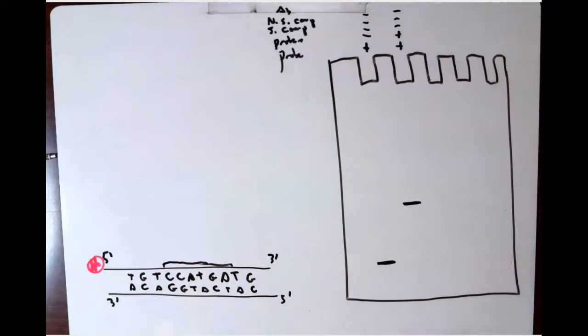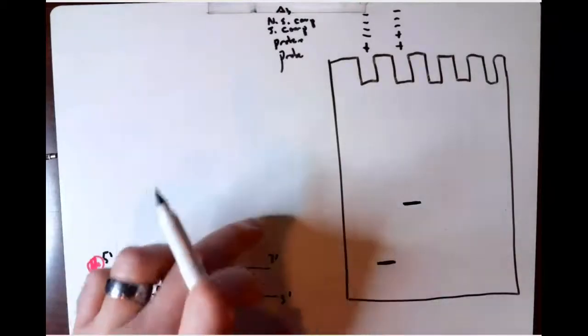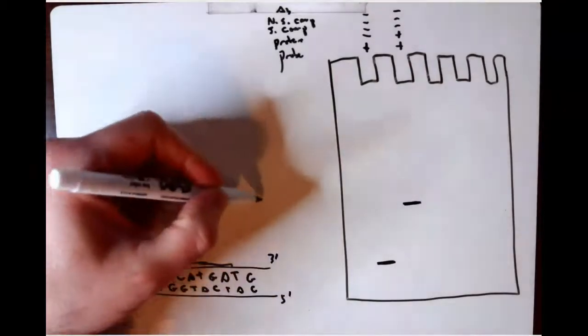So the question first that you might want to answer is, how do you know that it's this recognition sequence that the protein is bound to? Maybe the protein bound to the sequence over here at the 5' end, or the sequence over here at the 3' end. So the next thing you would do is add a specific cold competitor.